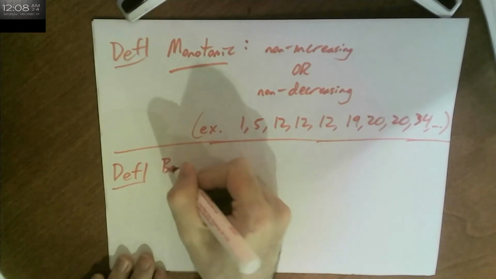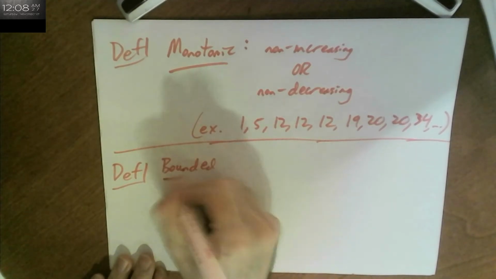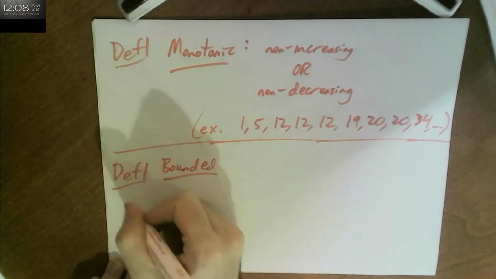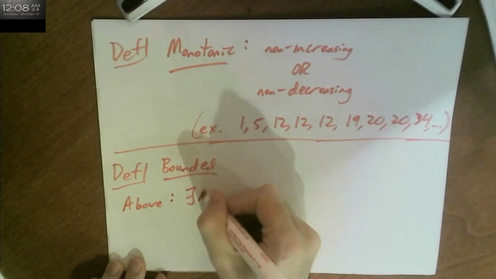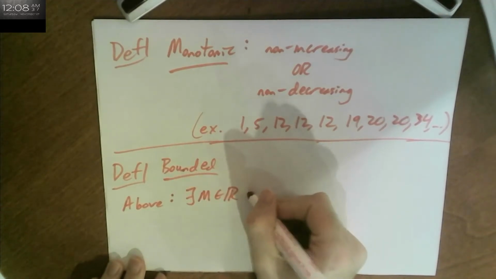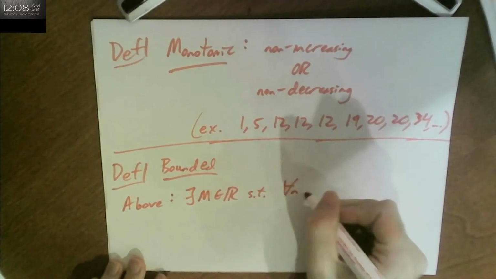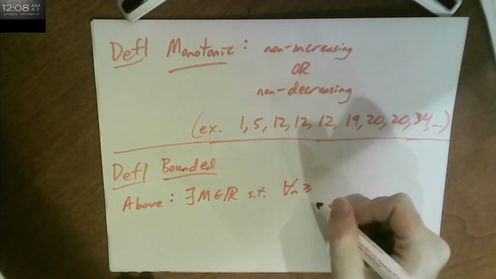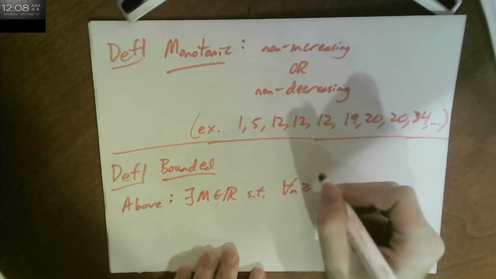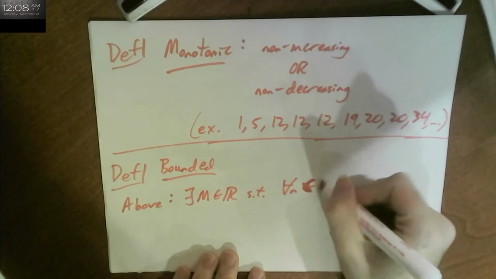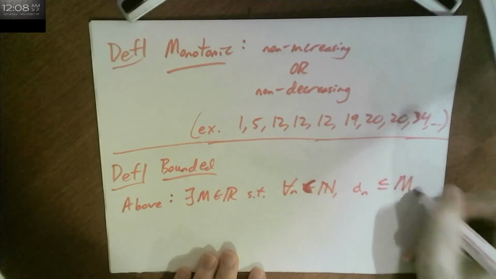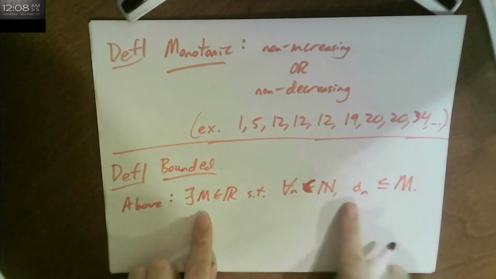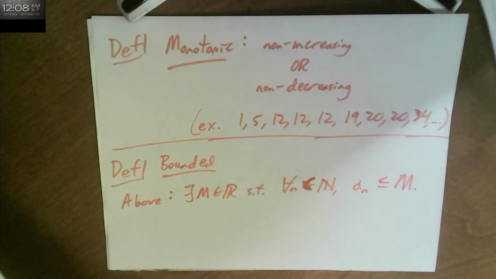Definition number 2. There are technically 3 different parts here, but we're going to define the idea of boundedness. We're going to define bounded. You can be bounded above, which means that there exists some real number m such that for every natural number n, your ans are less than or equal to that m. There exists some number which is bigger than all of the terms of your sequence, or equal.